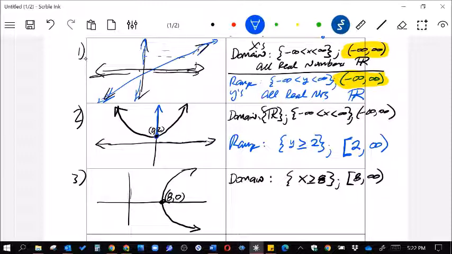For the range, however, as we go up and down the y-axis, since it's going to go forever and ever, the range is going to include all real numbers. Again, I want to write that as negative infinity to positive infinity, or the other way with the other brackets.